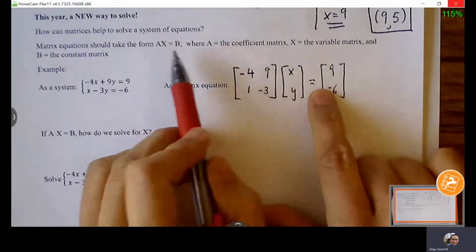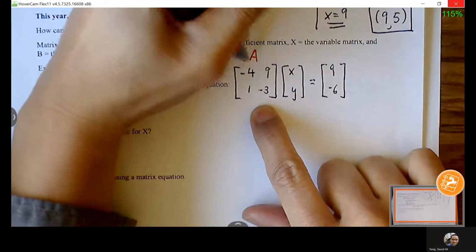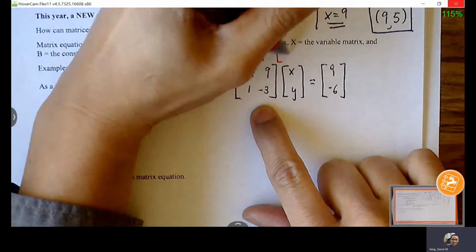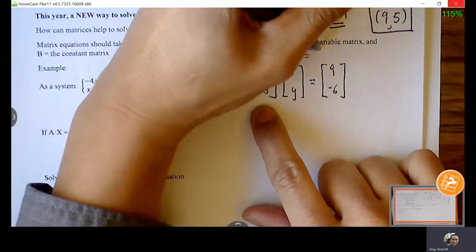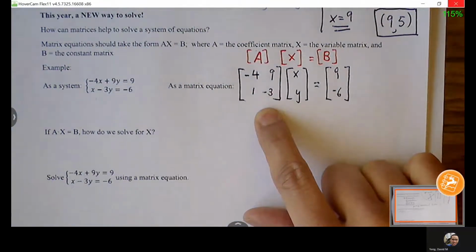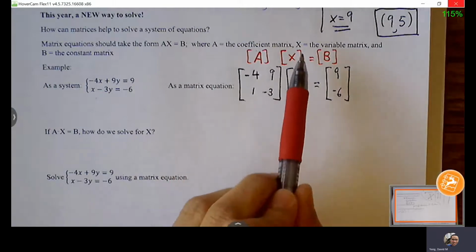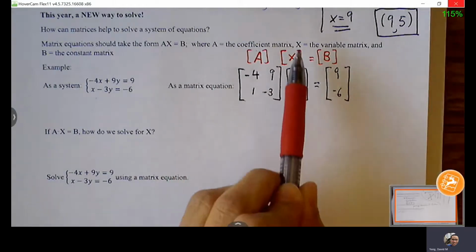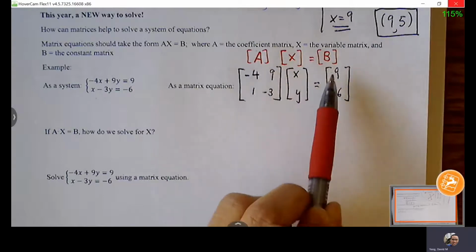So I'm just going to name this here. This is my coefficient matrix. This is my variable matrix. And then my constant matrix is on the other side, B. So what we want to do is get this variable matrix by itself. So to do that, we're going to have to move the matrix A over to the other side.